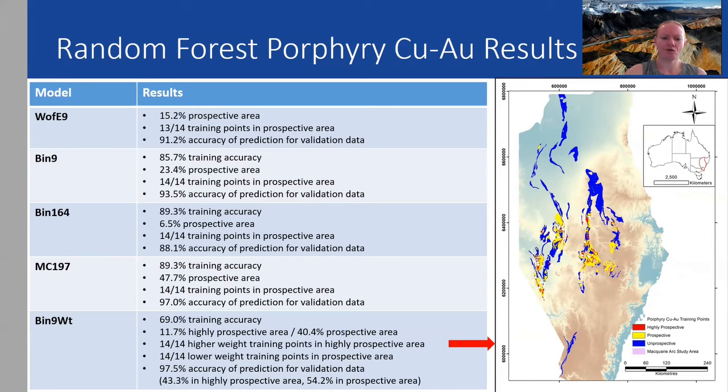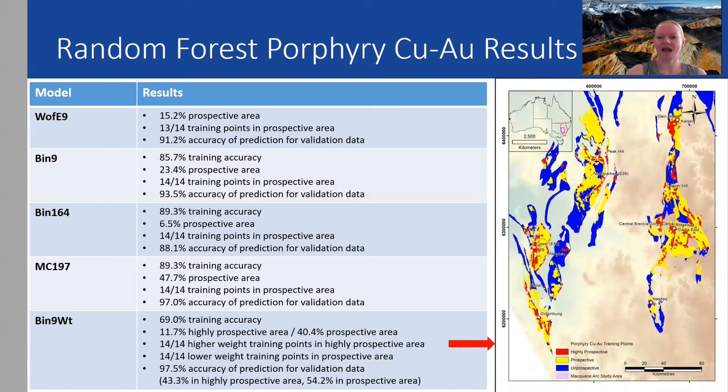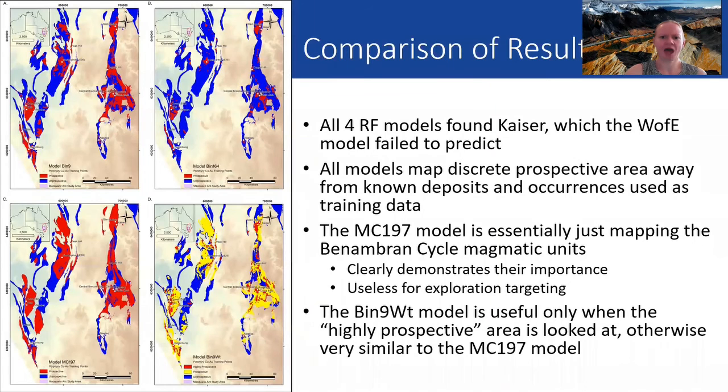Has an overall accuracy of prediction of 97.5% for the validation points. And again, zooming in, you can see the yellow here is quite a large area, but the highly prospective area is a lot more narrowly defined. So, comparison of the results: you can see here the amount of prospective area or highly prospective area coming up in the 4 different random forest models.